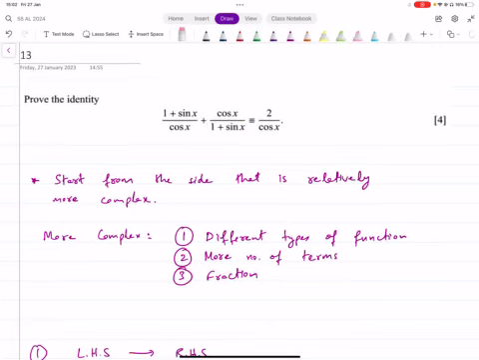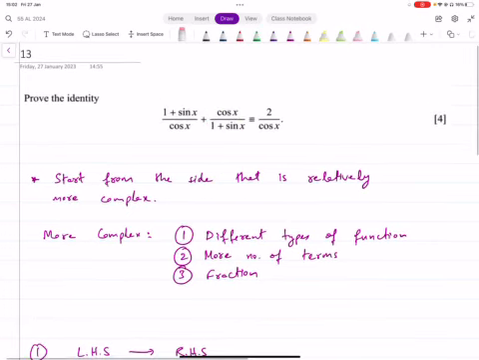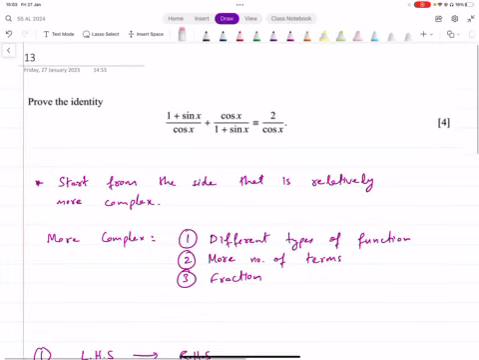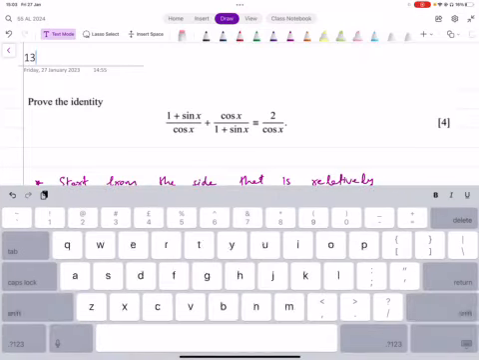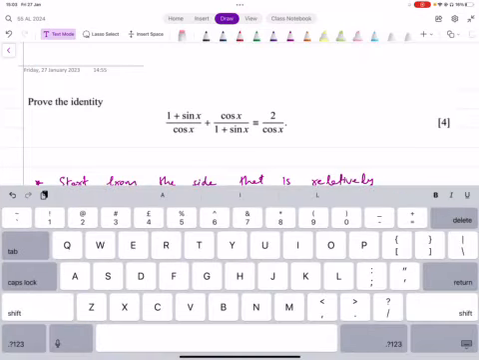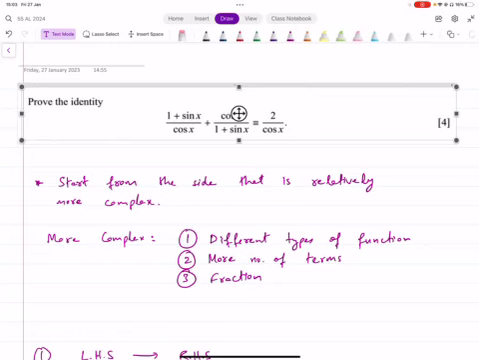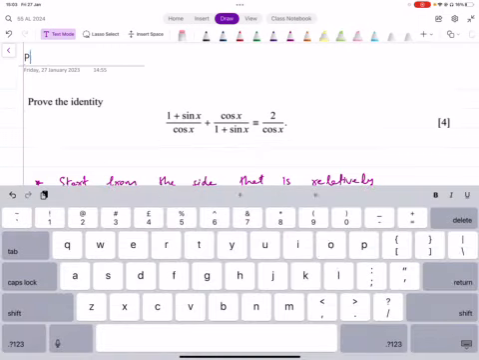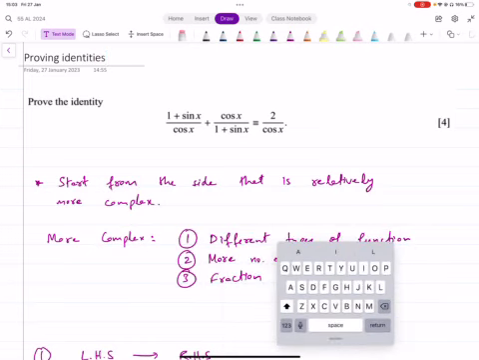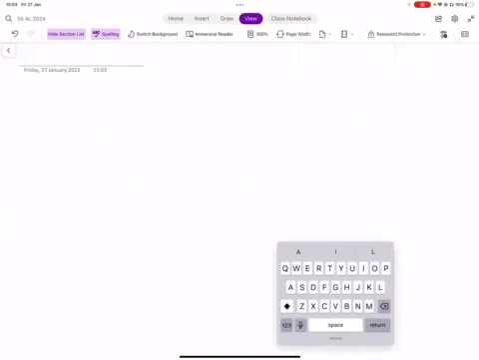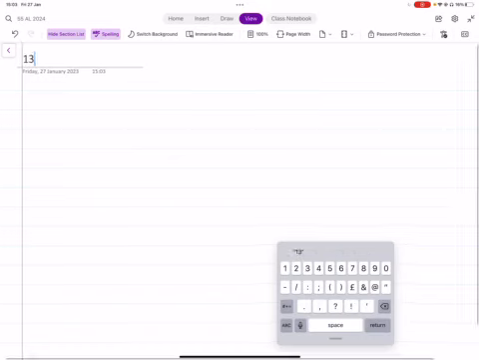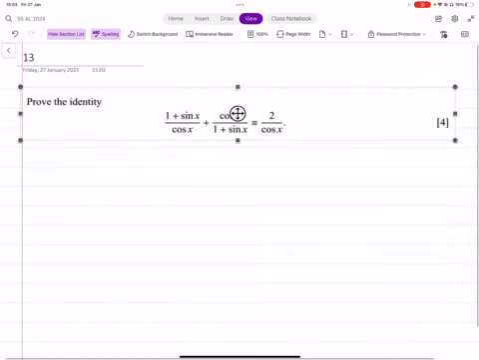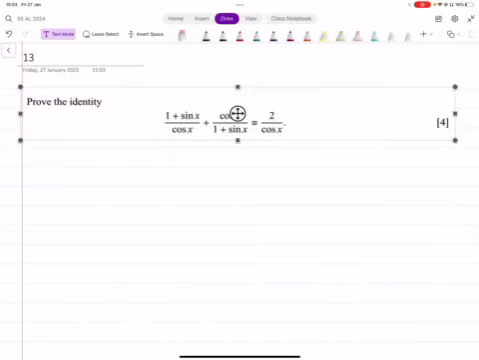ऑलराइट, नाउ लेट्स look at this particular example to understand how this process works. Let me actually copy it to the next page. वैसे कर लेते हैं. Okay, let's do that question number 13 now. So this is an identity that we have to prove.